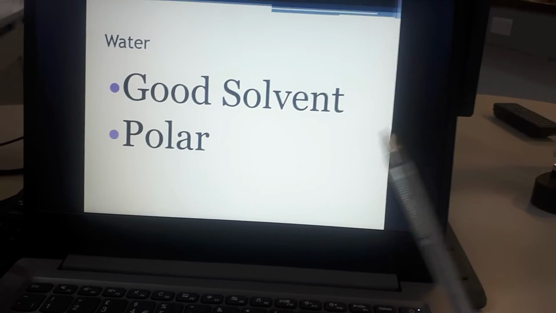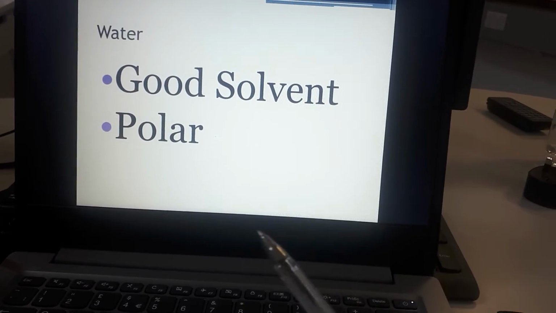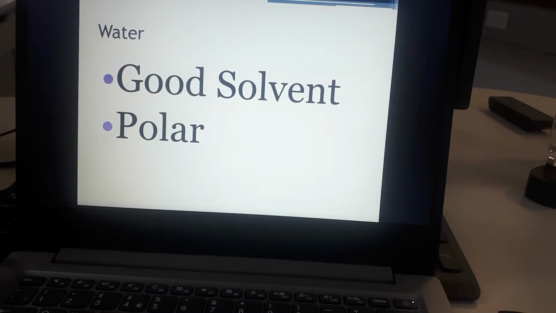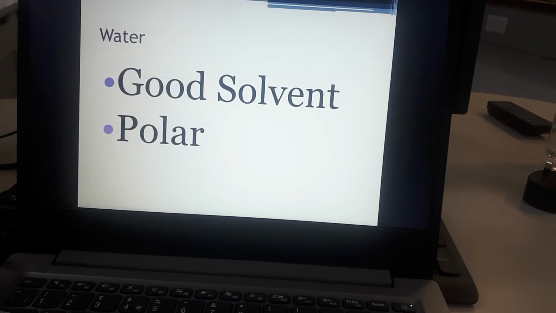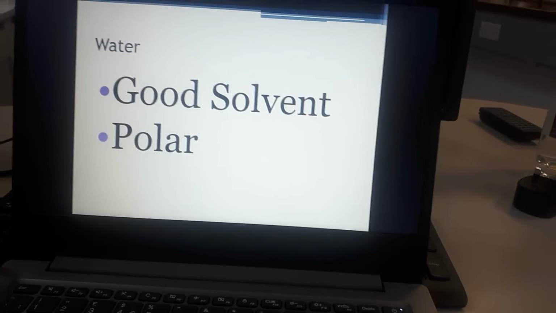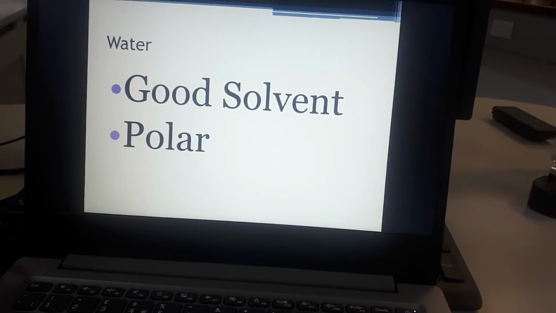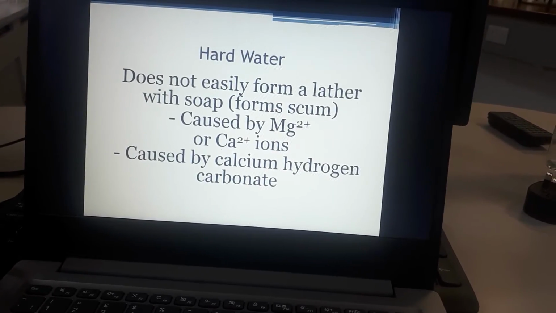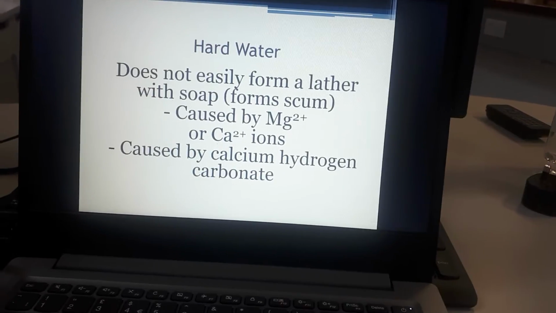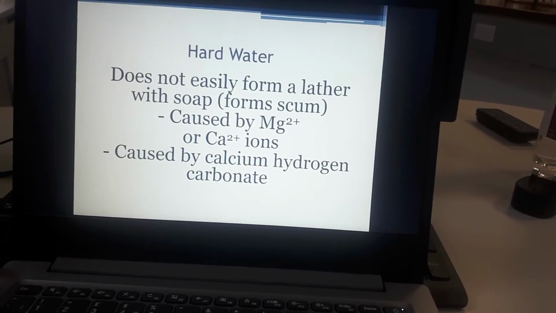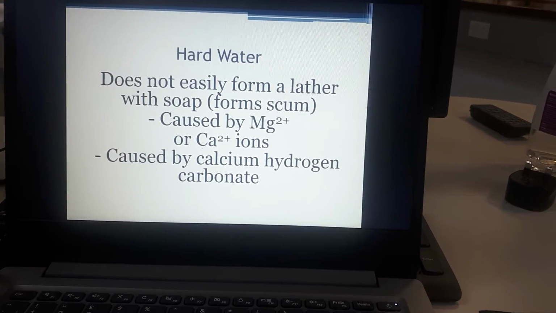It's a good solvent, so it dissolves lots of different substances, and many other substances dissolve in it as well. It is also a polar substance, okay, so it's polar covalent, and we've looked at that in a little bit of detail in our last chapter in organic chemistry. We will be looking at chapter 5 after this chapter. Basically then we've two types of water. The first type of water that we're going to look at in a bit of detail is hard water. And you need to know the definition for hard water.